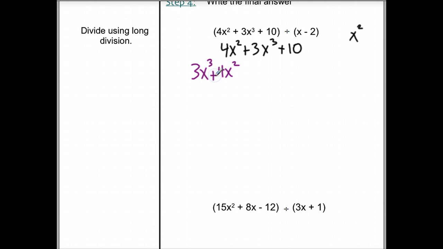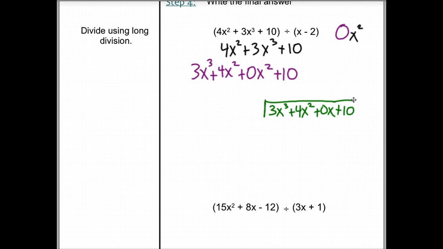3x cubed plus 4x squared, and we're going to include the 0x plus 10. This is the number that's going to go underneath the dividing sign, so this is our dividend: 3x cubed plus 4x squared plus 0x plus 10. Now we put the smaller number on the outside, so we have x minus 2.